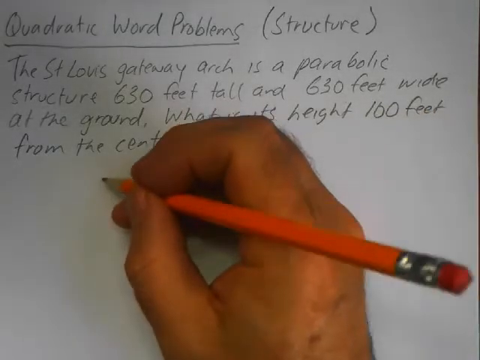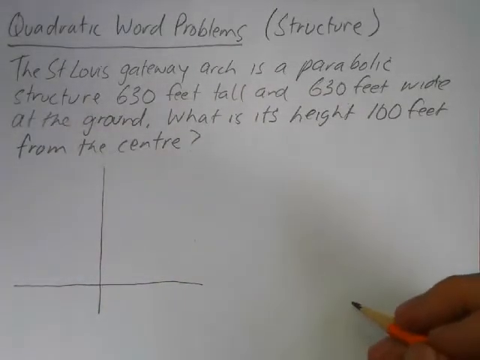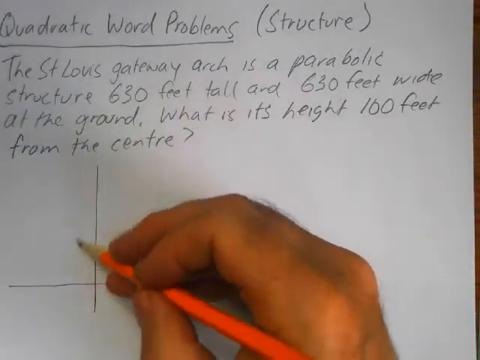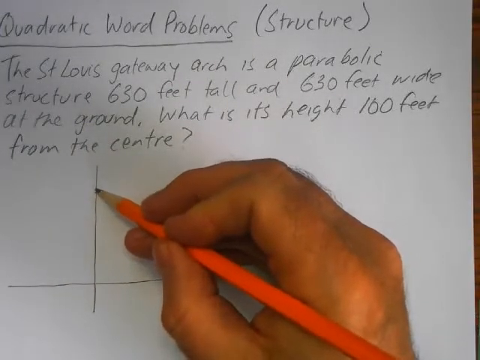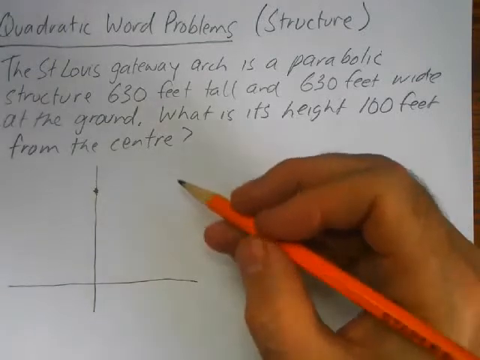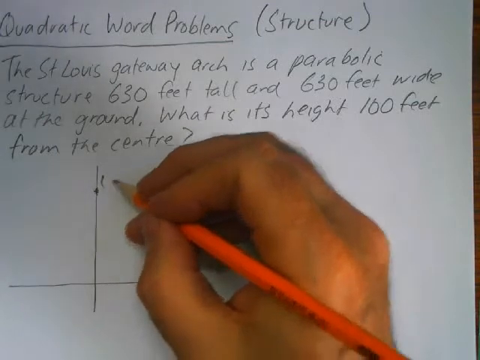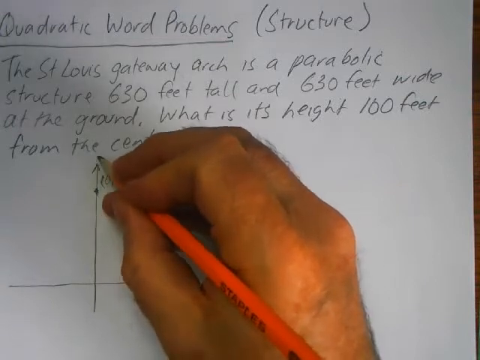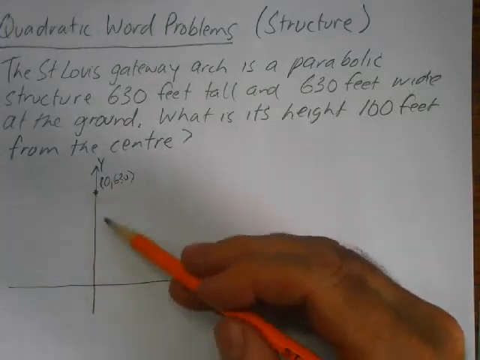So this is an ideal situation to draw a little graph of what's going on. So this arch, now I could draw the arch over here or over here, but I find the best way to do it is draw it so that the vertex, the maximum height, is right along the y-axis. So if I know the height is 630, I know that point would be (0, 630), and that's the vertex. So I'll keep with the x and y here. Doesn't really matter. So that tells me the maximum height.